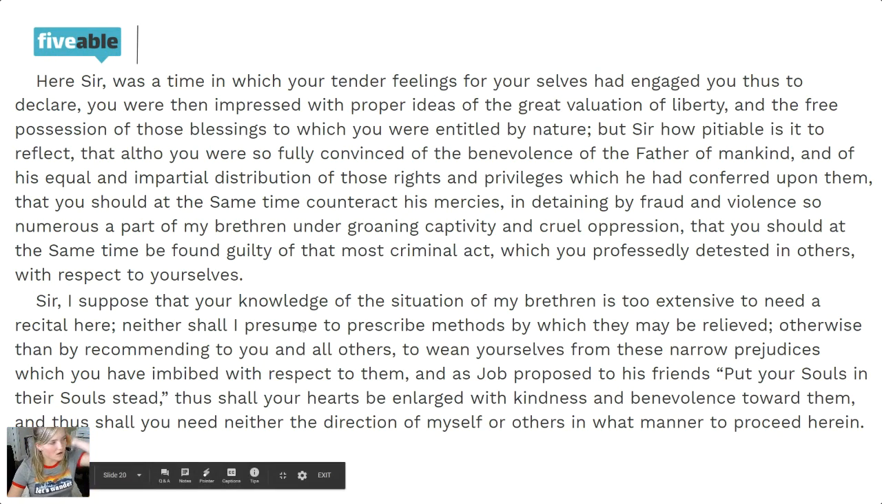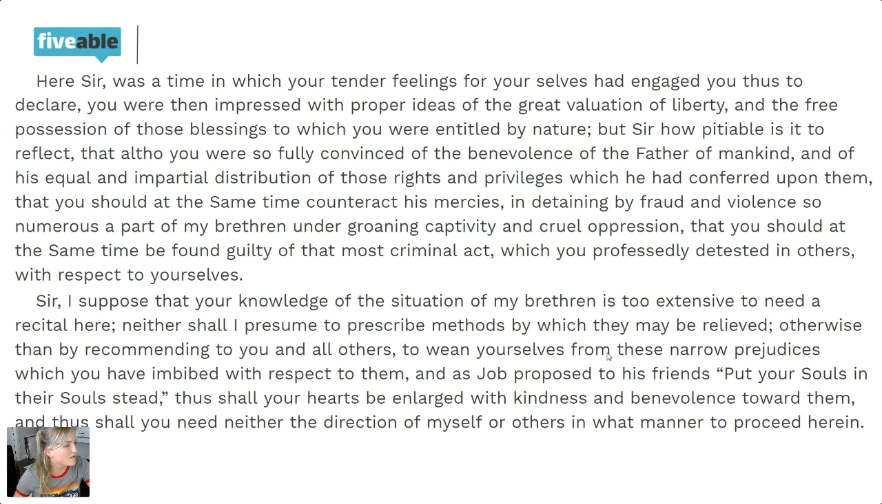Okay, so one that I noticed in the very end that stuck out to me was to wean yourself from these narrow prejudices which you have imbibed with respect to them, and as Job proposed to his friends. Now, this is a biblical allusion because he never mentioned this Job guy earlier. We don't know who Job is unless we understand that that's someone from the Bible. So that's a biblical allusion.